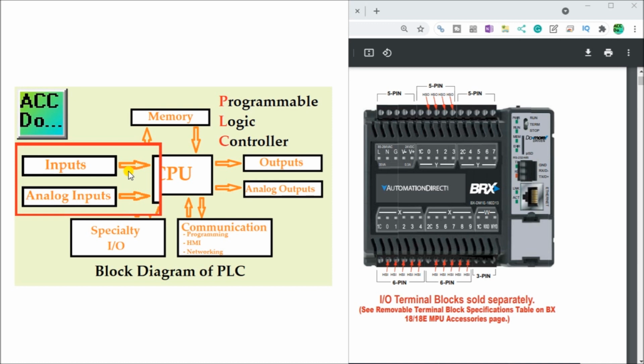We will be looking at wiring of a normally open push button, a normally closed push button, a three wired PNP sensor, and an analog sensor to the PLC. These all will be sinking inputs, so let's get started.